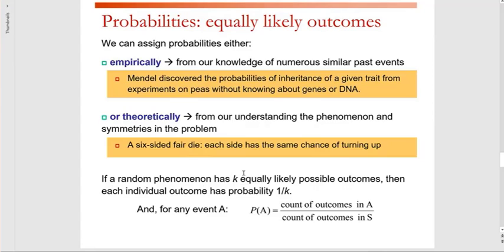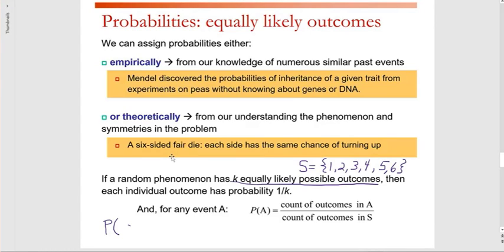So if a random phenomenon has k equally likely possible outcomes, then each random outcome has probability of 1 over k. For any event A, the probability of A is the count of the outcomes in event A divided by the outcomes in the sample space. So again, for the case of the six-sided fair die, we know that the sample space, capital S, is equal to 1, 2, 3, 4, 5, and 6.